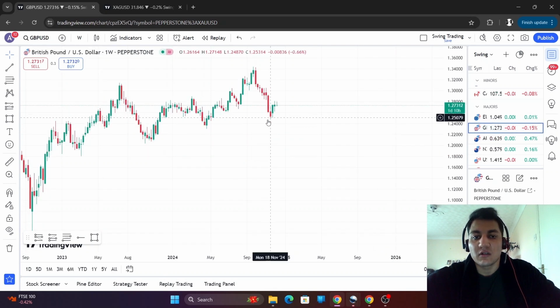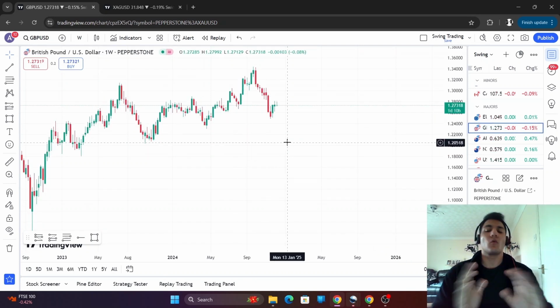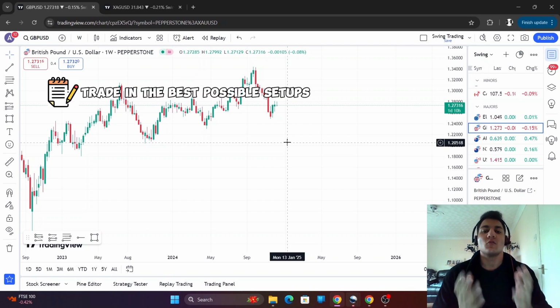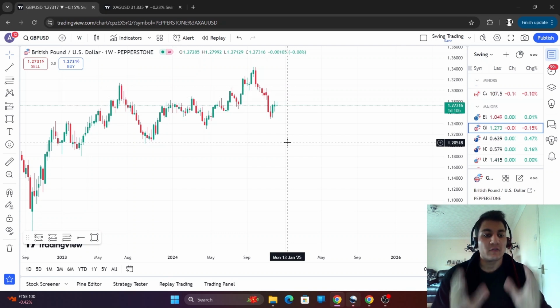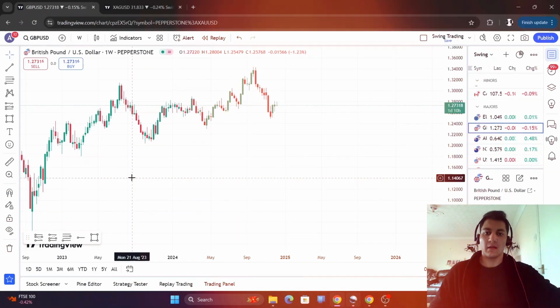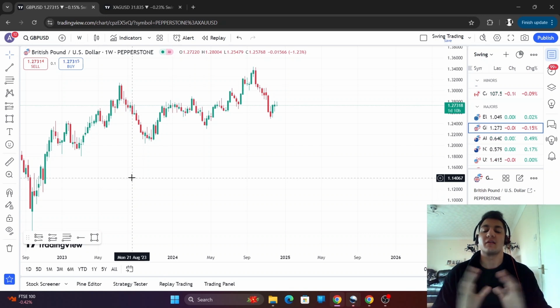GBPUSD is the strongest, look for longs. That's simple. It's all you need. Literally all you need to be a profitable trader. Be in the best setups and make your life easy. Make your life easy, increase your win rate, and become a profitable trader. Just use the weekly chart to quickly filter out the bad setups and the good setups. And yeah, that's all you need to be a profitable trader. That's literally all you need.